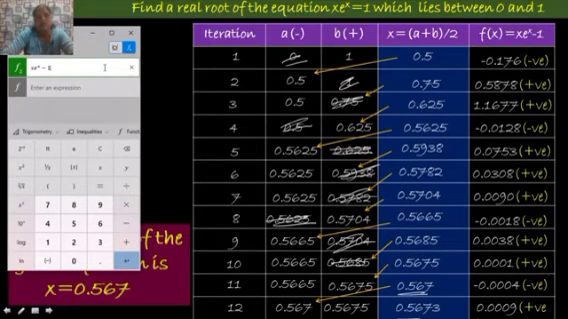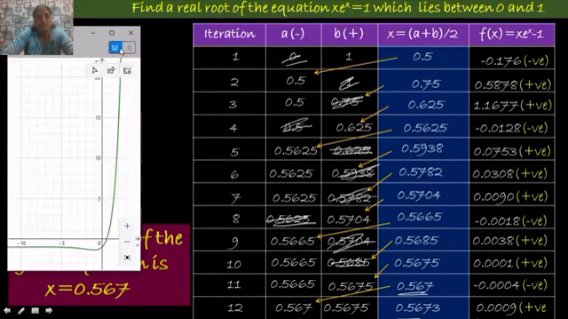So if you plot this in a graph sheet, you get a graph like this. It cuts both the x-axis and y-axis. Where it cuts the x-axis is the solution or root of the given equation. That is the x-intercept, 0.57. It cuts the x-axis at 0.57. So that is the root of the given equation.